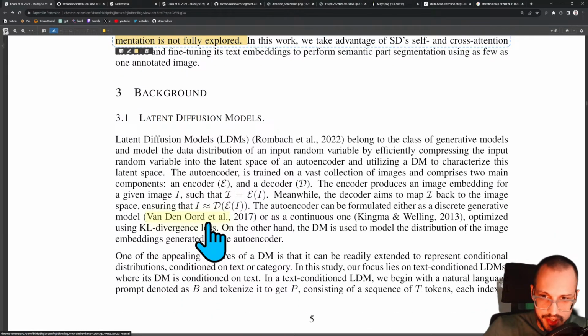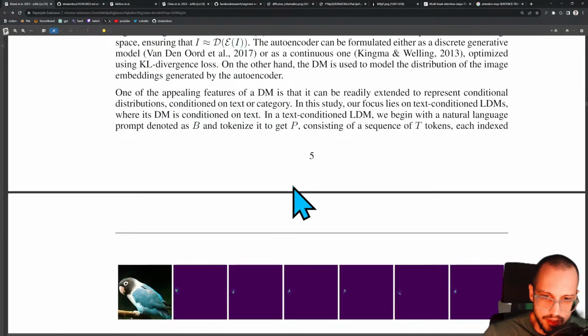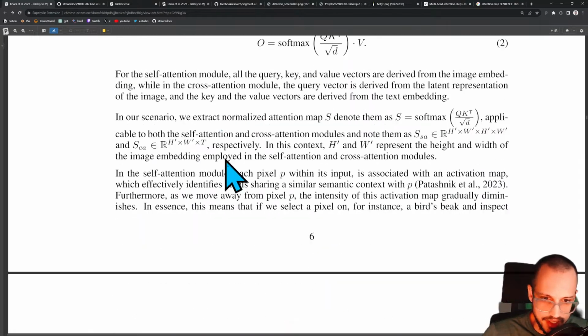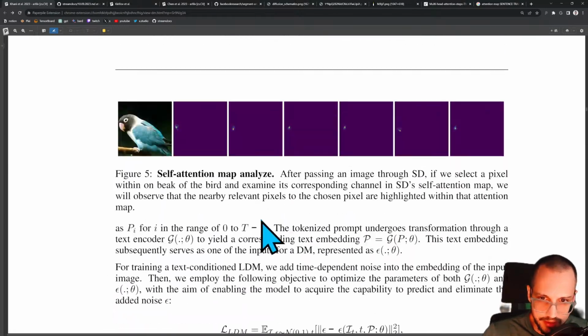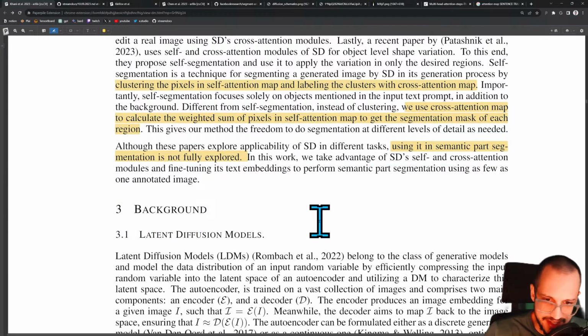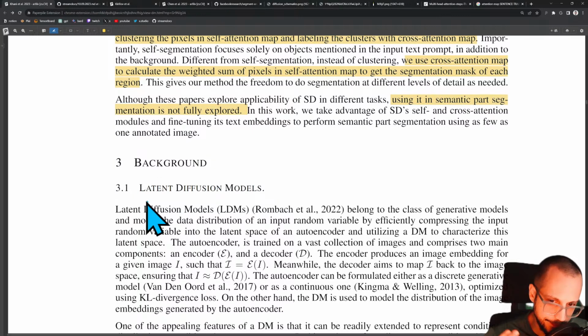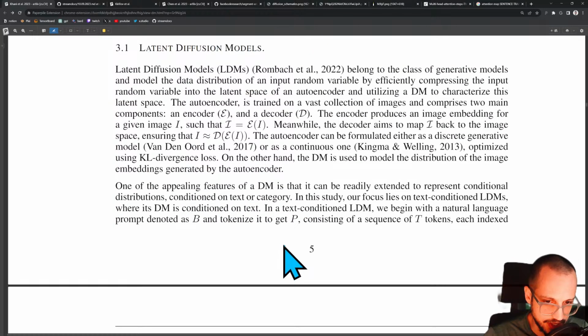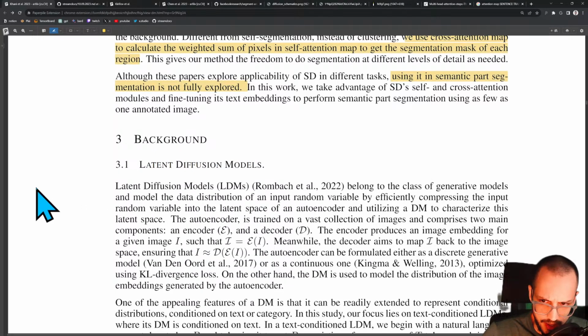Okay, so they're going to start here with some background on what a latent diffusion model is, what attention is, and so on. I don't like reading the related work sections, but I always like reading the background sections because these are always a great way to refresh, relearn, and reconfirm that you understand all the different fundamental pieces here.